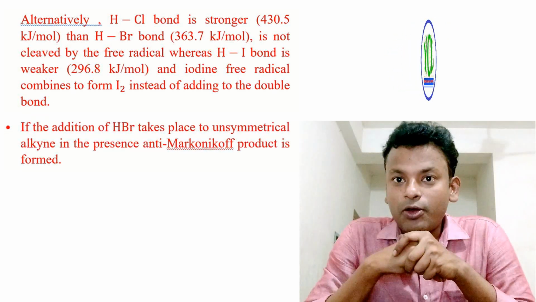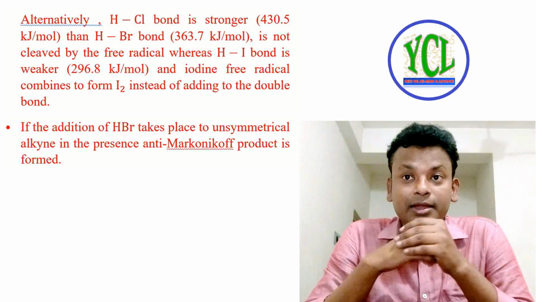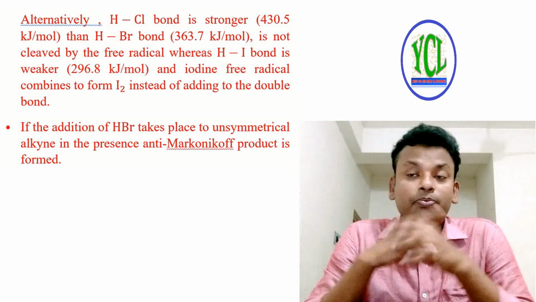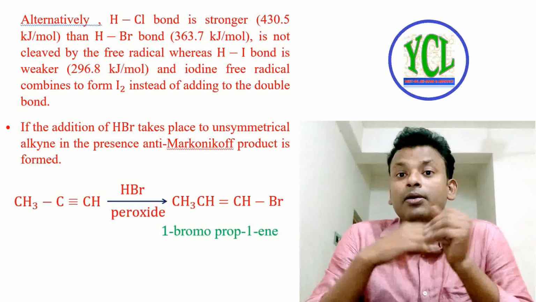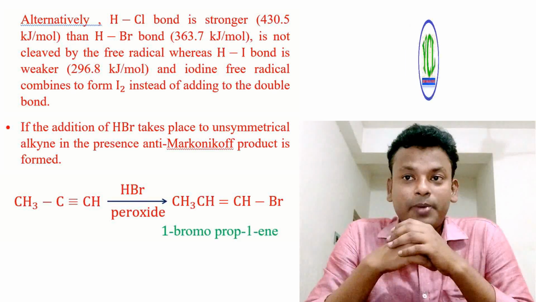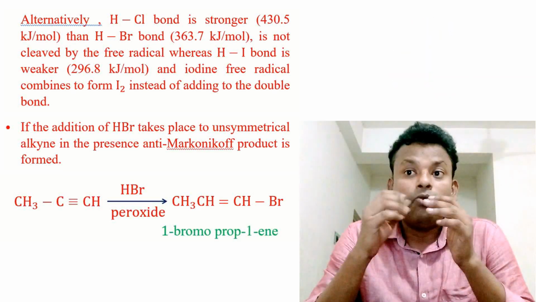If the addition of HBr takes place to an unsymmetrical alkyne in presence of peroxide, the anti-Markovnikov product is formed. In this example, propyne reacts with HBr in presence of peroxide and gives 1-bromoprop-1-ene.